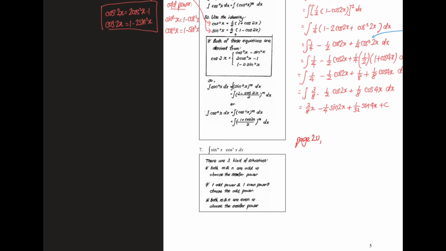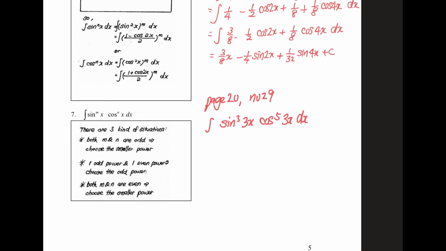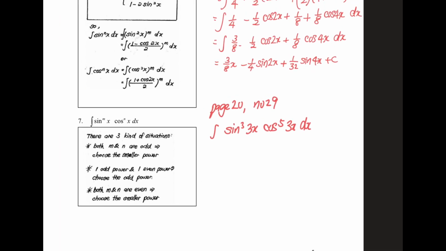Okay, so I'm going to choose a question involving odd power for both. Let's try question 29. So we have the integration of sine cube 3x cos 5 3x. According to the guidelines written there, we have to choose the smaller odd power, which is power 3, and then we apply the odd power identity.